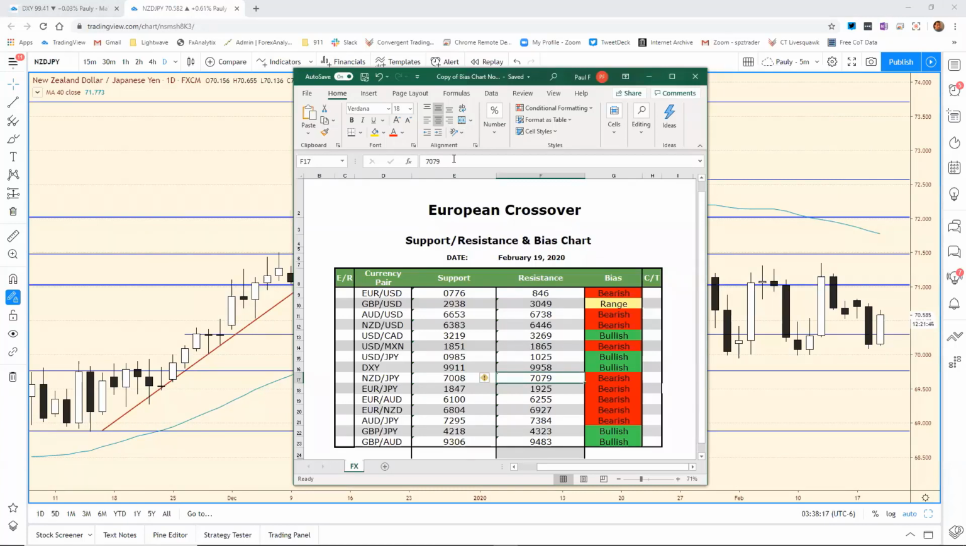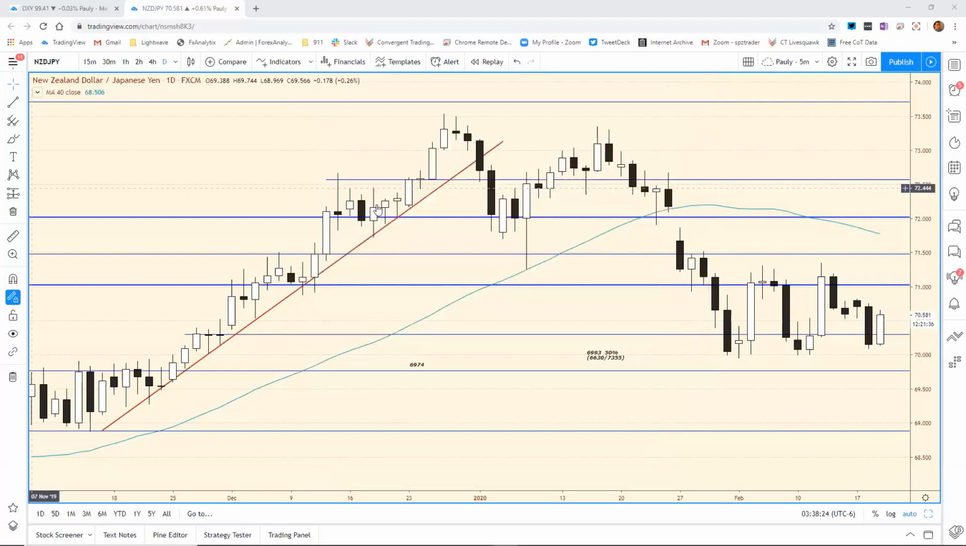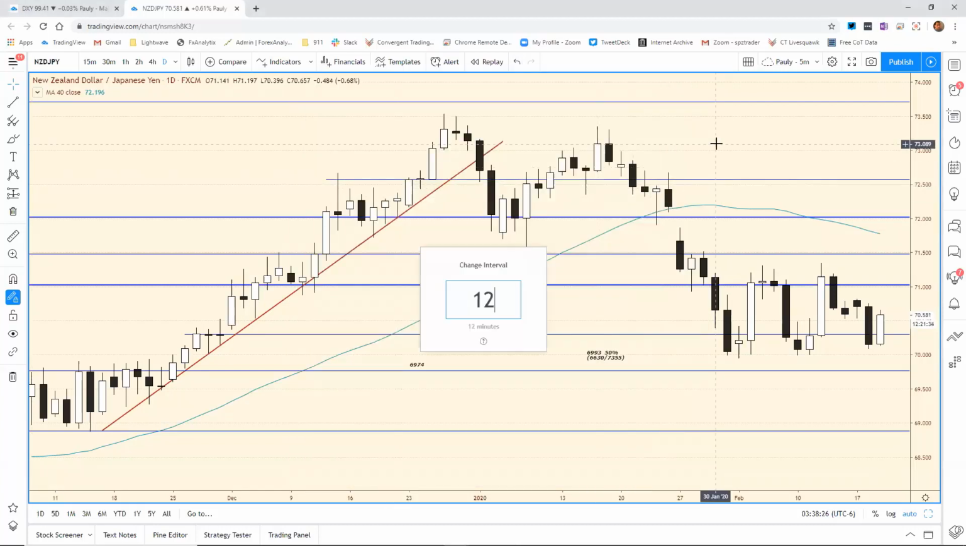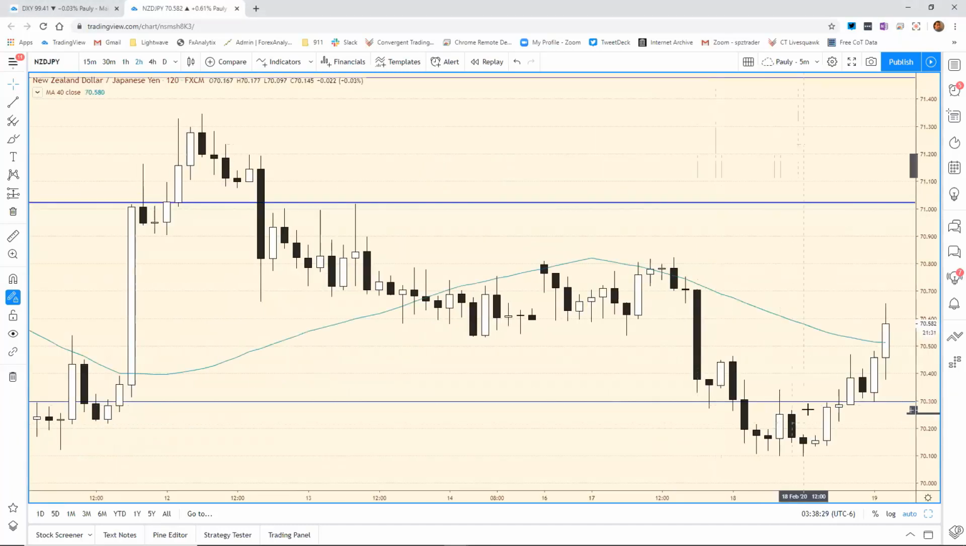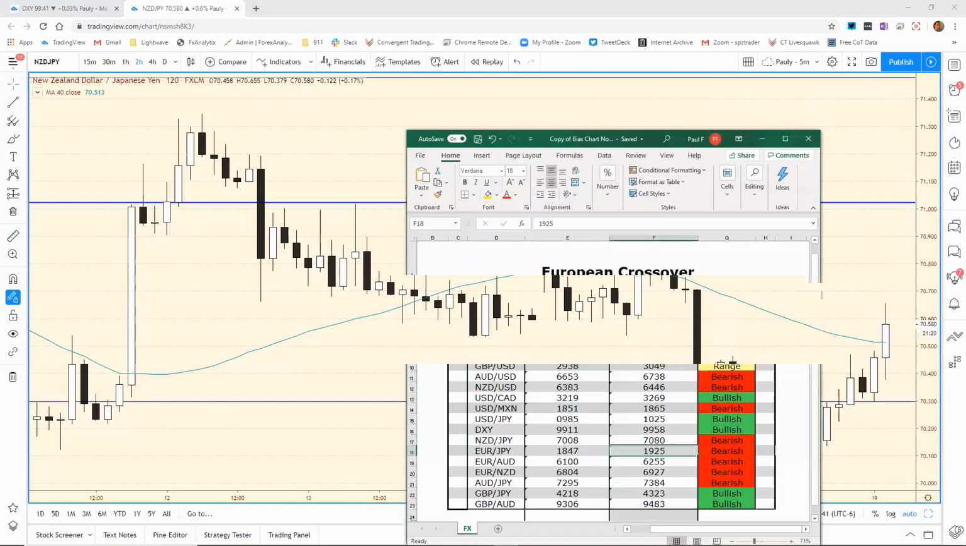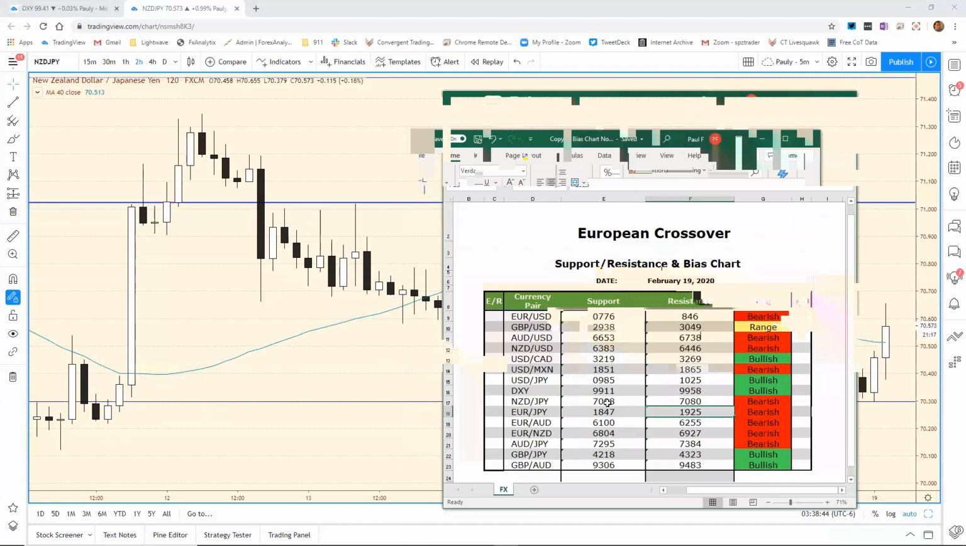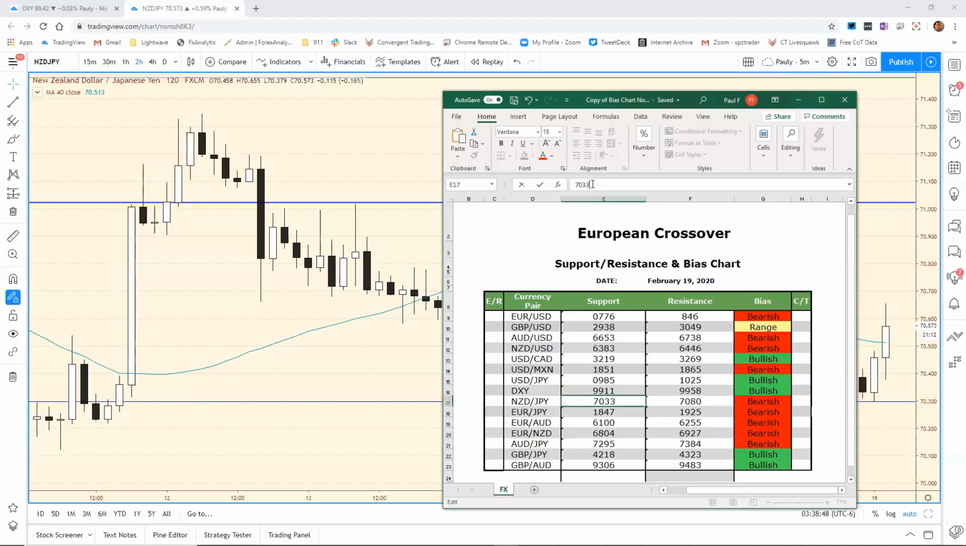Which we already have before. Just move it up here. Support's going to come in right there, which is just below the day's lows. A break lower, you would not want to see that if you're bullish. It's going to be 70.33. And let's go move into the euro yen.